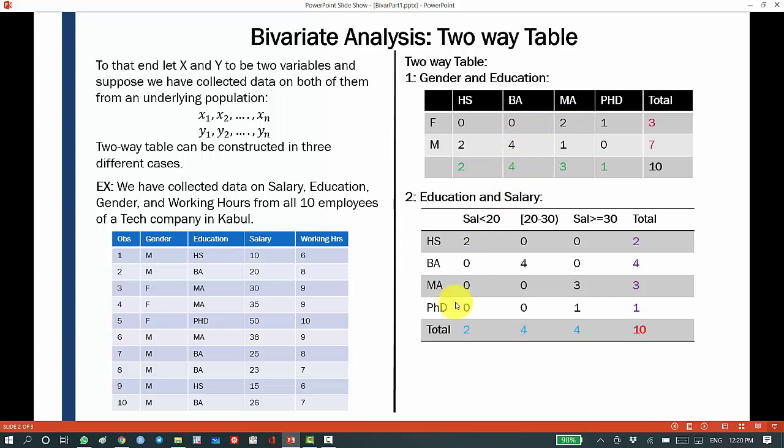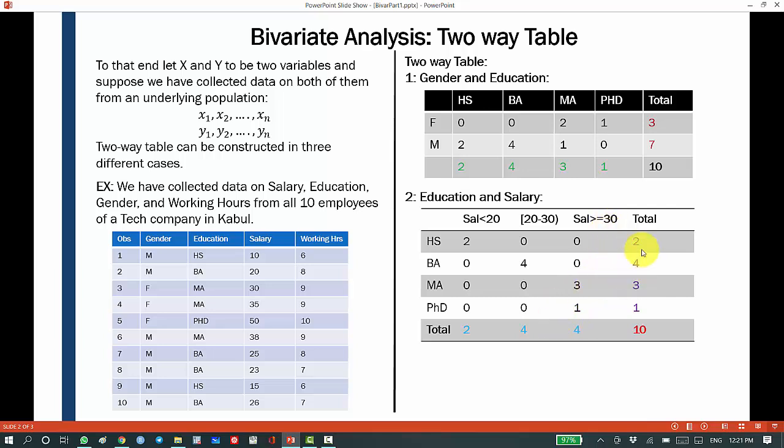Like the first case, we see how many high school people have a salary less than 20,000. We see that 2 persons with high school have a salary of less than 20,000. No high school between 20 and 30,000, and no high school more than 30,000. In total, we have 2 people with a high school degree. Likewise, with bachelor's, we have 4 people between 20 and 30. As a result, we have 4 people with a bachelor's degree. For master's, we have 3 people with salary more than 30,000, no one in the second category, no one in the first category. With PhD, again, we have 1 person whose salary is more than 30,000.